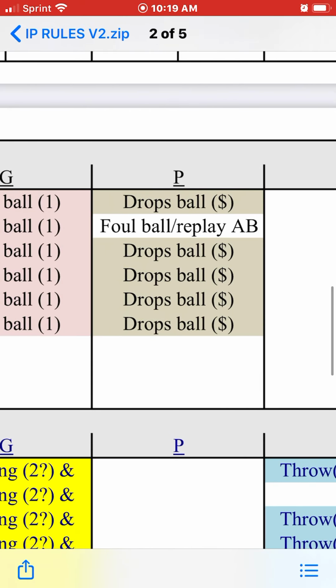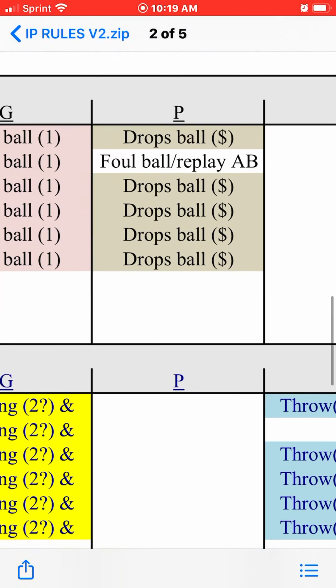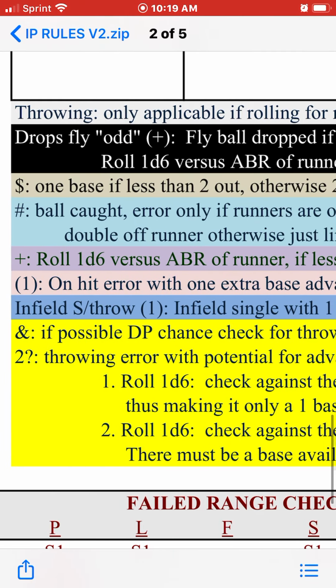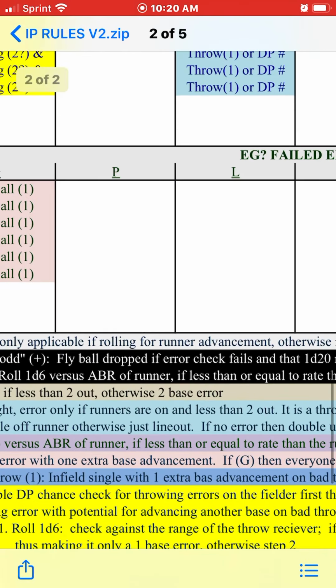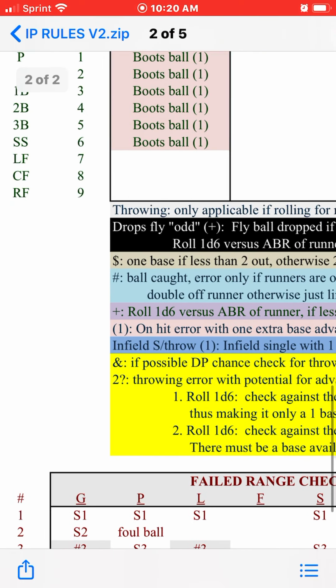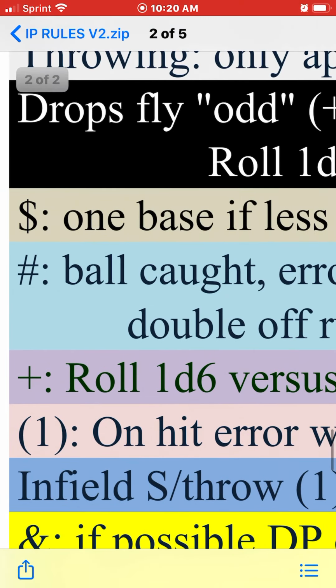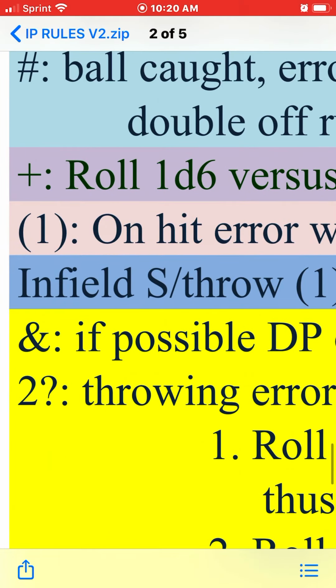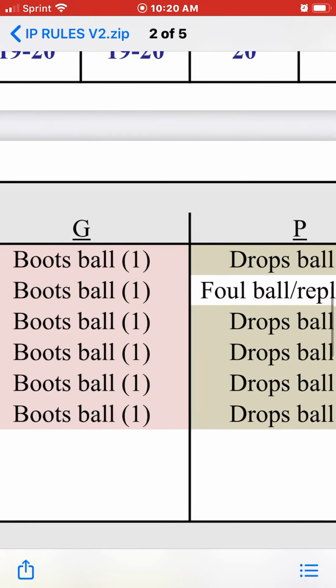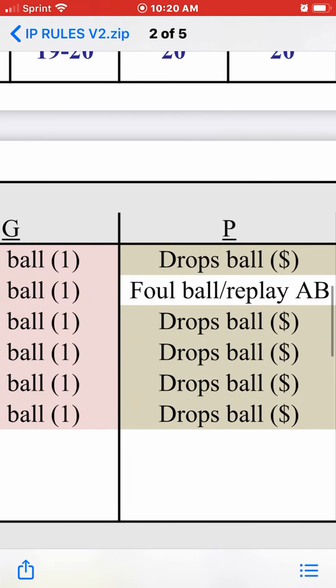Now in the throwing error, let's stick with the general error. General error on a pop-up, it could be a drop ball, and then it has a special symbol, and that symbol tells you to go down here to the money sign. One base if less than 2 outs, otherwise it's a two-base error. So you're going to see symbols, and you're just going to scroll down and read what the symbol represents. See the different symbols? Number sign, dollar sign, plus, parentheses, and so forth. It tells you what they all are.